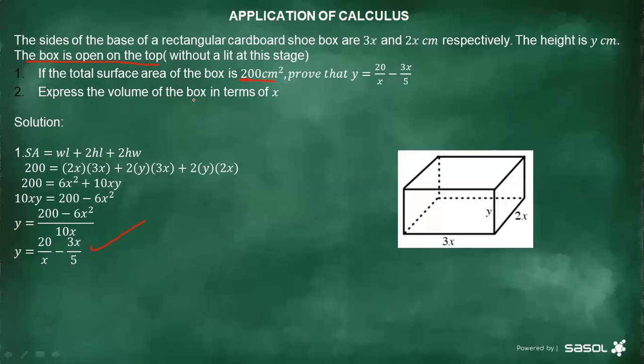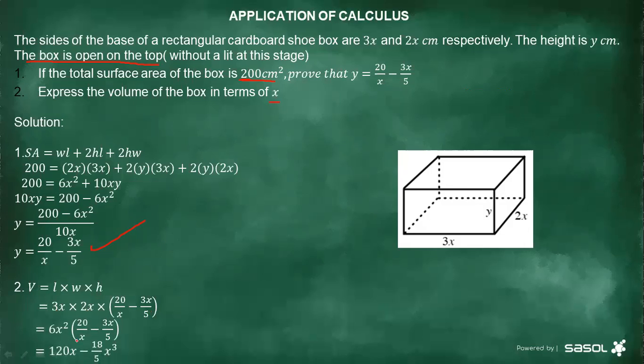And then it says express the volume of the box in terms of x. We then substitute with this. We can put y because we have already determined y in terms of x, and the question is very clear in terms of x, so we must have x over there. Then we simplify, so this is the answer that we are having: 120x minus 18 over 5 x cubed. So that is the volume of the box in terms of x.